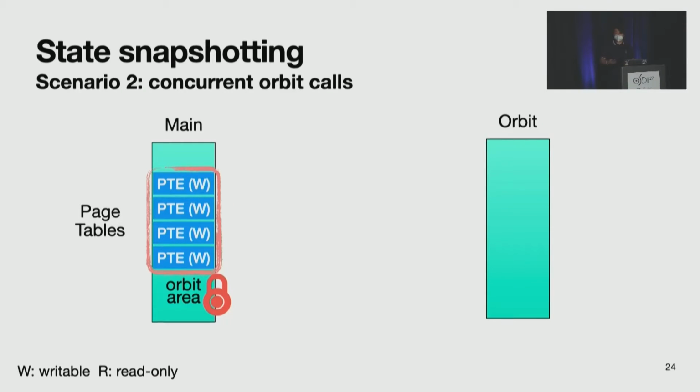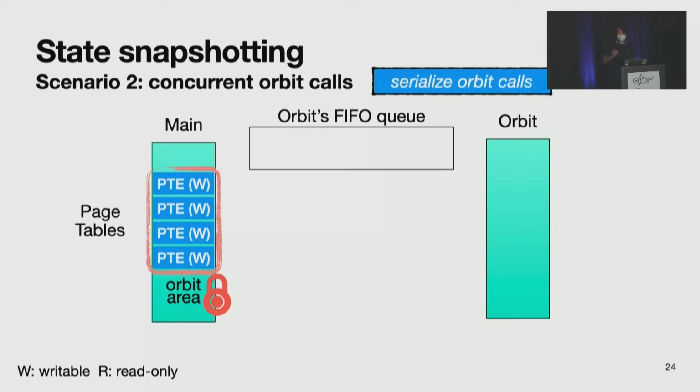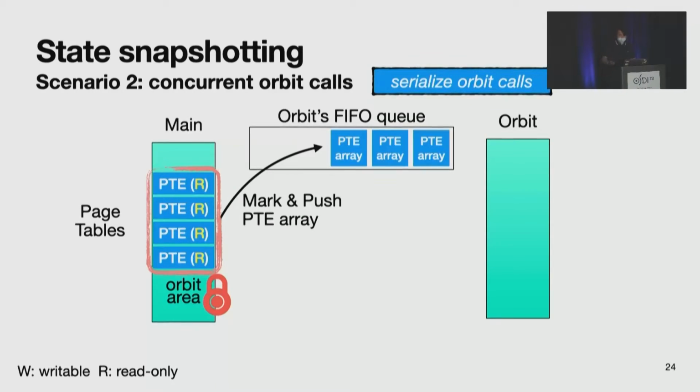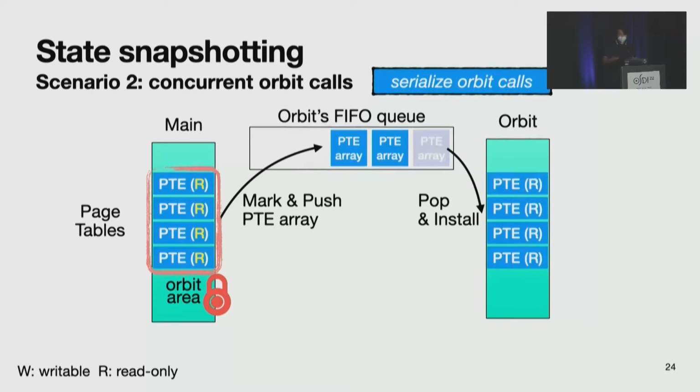Another scenario is concurrent orbit calls. For example, when two lock waits happen, one deadlock detector could be running while the other just started snapshotting. To support this scenario, we serialize all the orbit calls and use a FIFO queue to store the information of the calls. In each invocation, we mark the PTEs and save them to a temporary PTE array and add it to the queue. Each time, the orbit will pop the earliest array and install the PTEs to its page table.